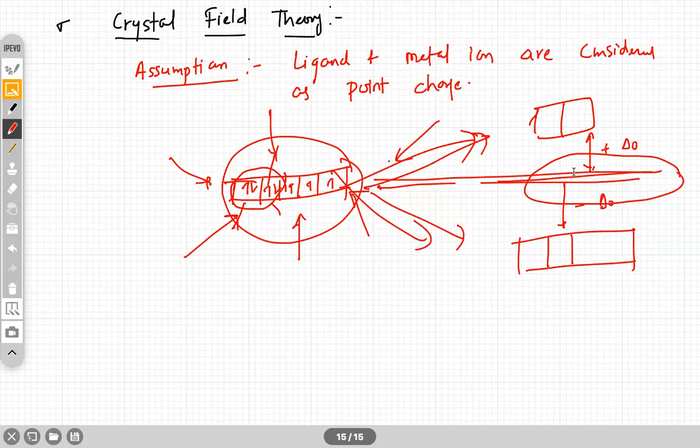This splitting, we call it crystal field splitting. In this splitting, some of the orbitals go to a higher energy level, some go down to a lower energy level, in order to maintain the average energy of the orbitals. This is crystal field splitting. Did you understand the basics of it?